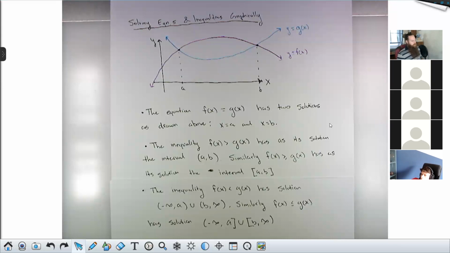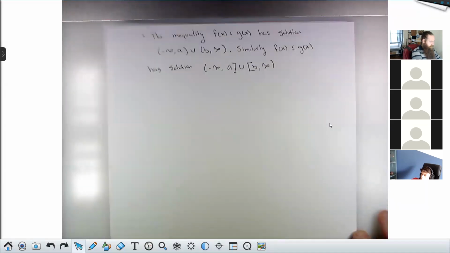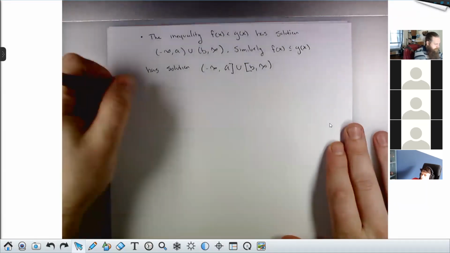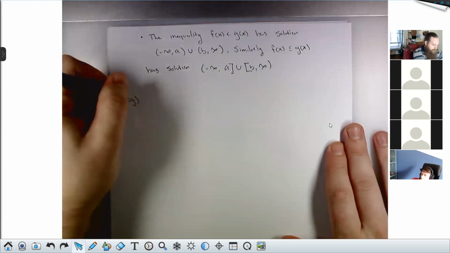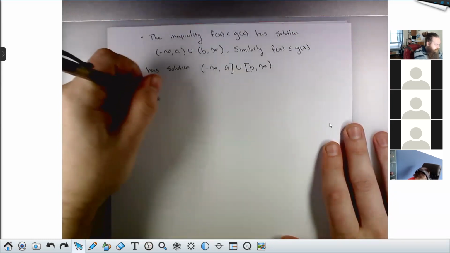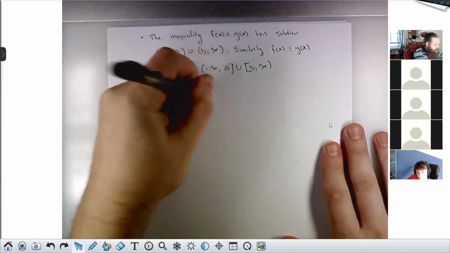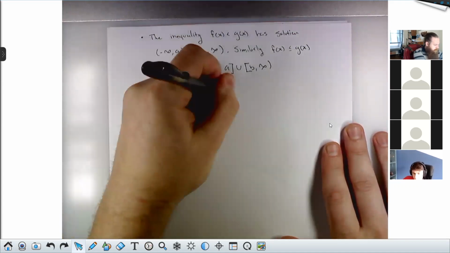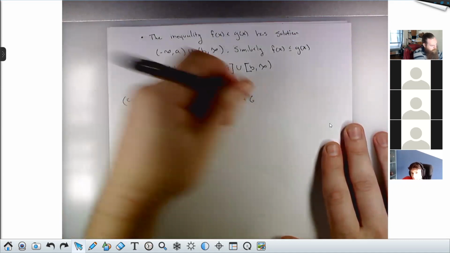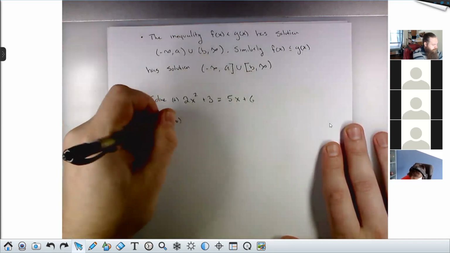Okay, let's look at a particular example then. Let's try to make this concrete. So let's solve each of the following things graphically. I'll call this A, B.